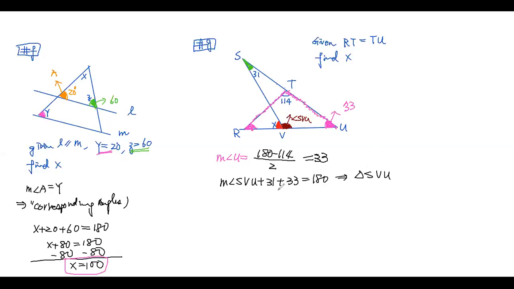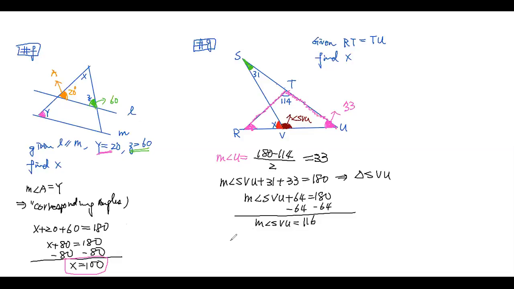So what is 31 plus 33? It's 64, equal to the 180. So you minus 64, minus 64. So the angle SVU is equal to 180 minus 64, and it's 116. Okay, 116. That's why I use the properties of the triangle.